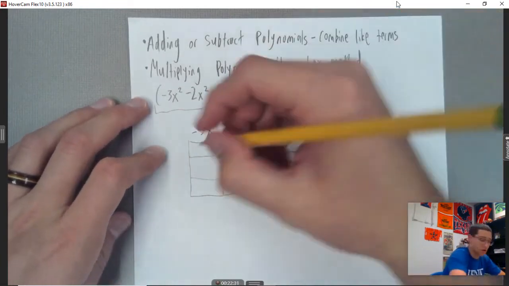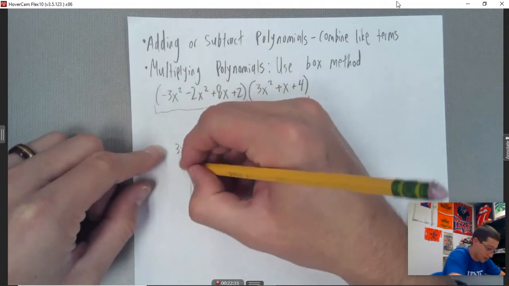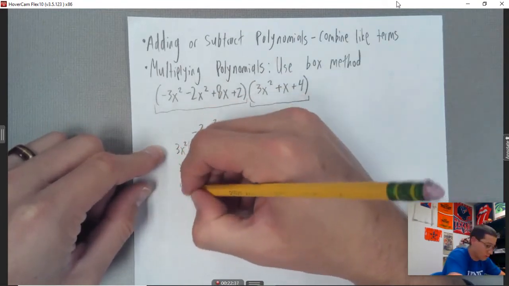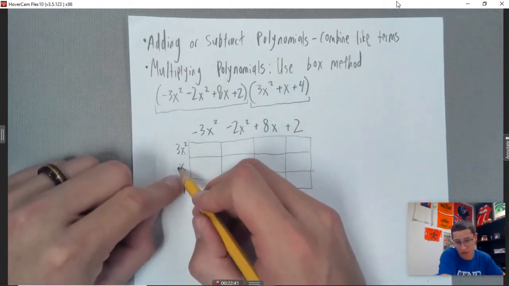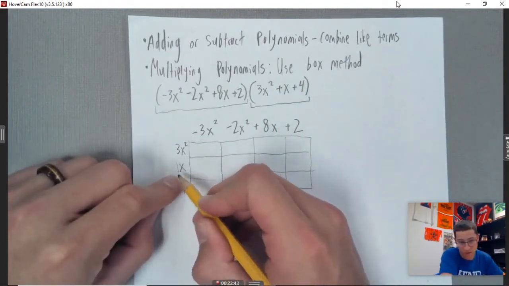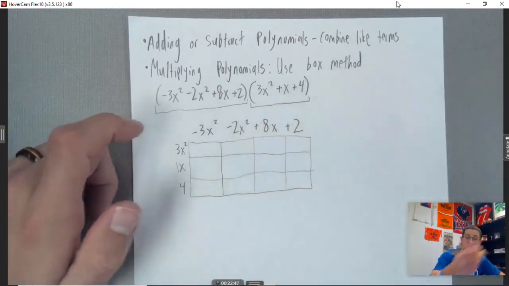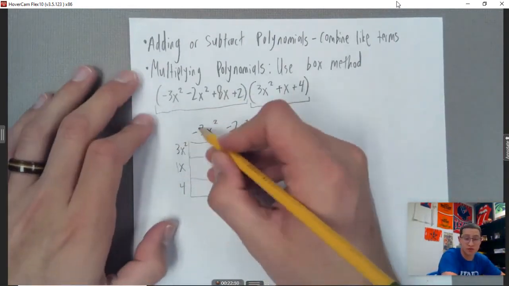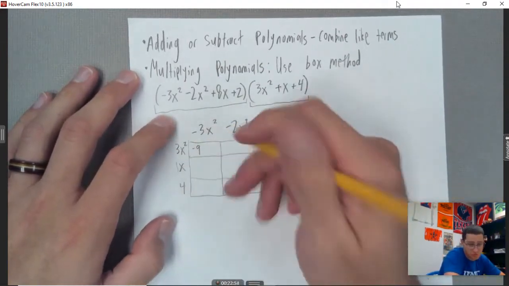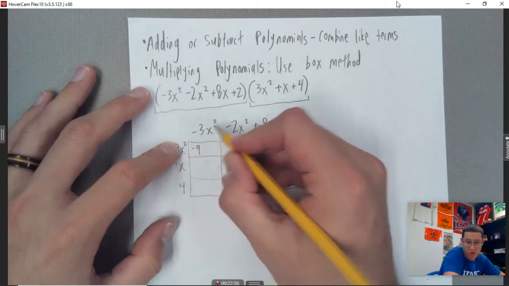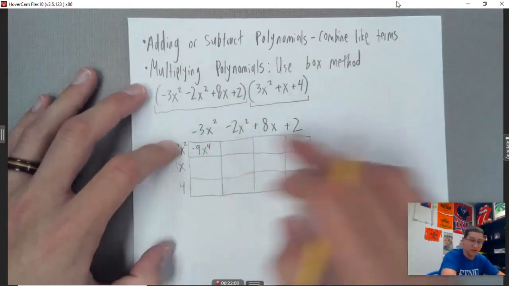All right, now I've got 3x squared, x, and then 4. And if it helps, because this didn't have anything out in front, don't forget you can put a 1 if you wanted. So here we go. First, I like to multiply my coefficients, so 3 times negative 3, that's negative 9. So you take care of those first, and then you're done with them. We've got x squared times x squared, that's x to the 4th. And we're just going to fill in each one.